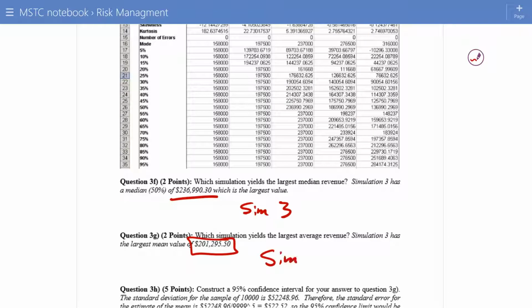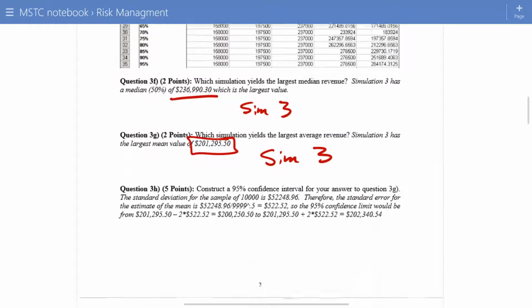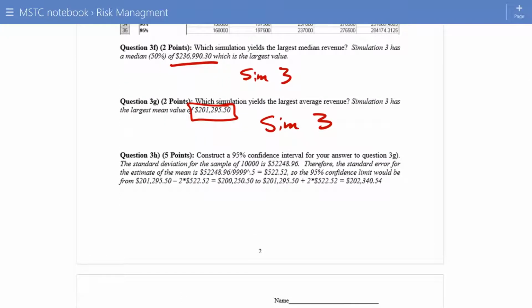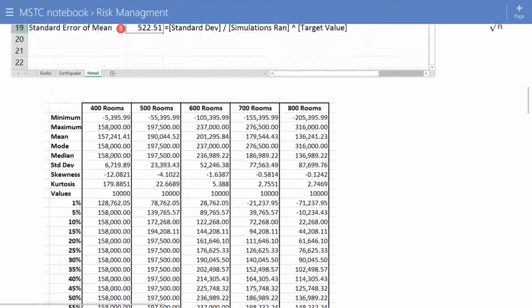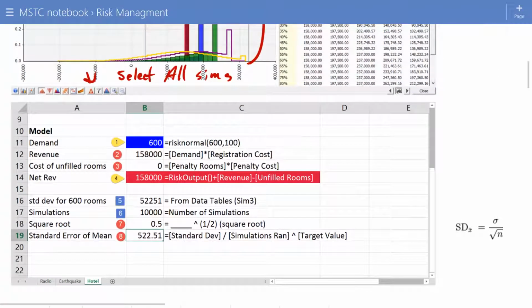Again, Sim 3. Now it's asking you to construct a 95% confidence interval for your answer to question 3G. So you select Sim 3, or you just look at Sim 3 specifically, and then you calculate a standard error. And the standard error is this calculation right here, but to extrapolate it a little bit, we've got this information.